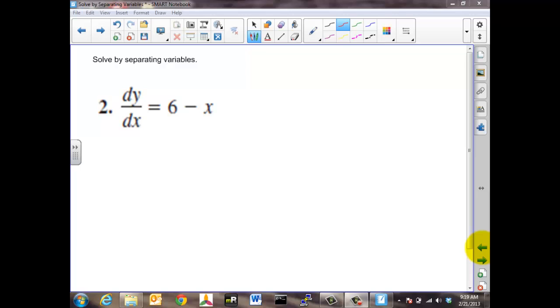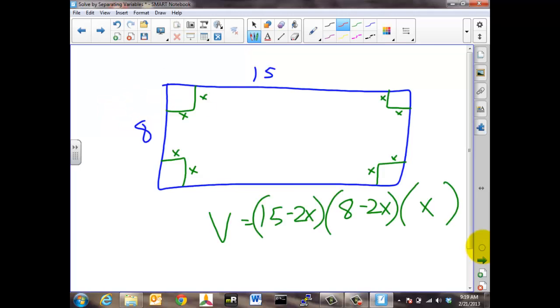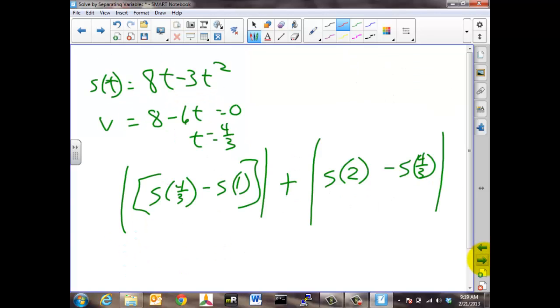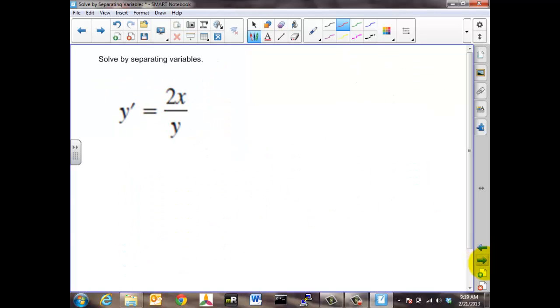Okay? So here's our first problem. dy over dx equals 6 minus x. It's not the first problem? Well, what's the first problem? Oh, 2x over y. Okay, so we've got y prime equals 2x over y. Now, I think it will be easier for you if you will always change any of your derivatives to dy over dx. So I'm going to make this dy over dx equals 2x over y.